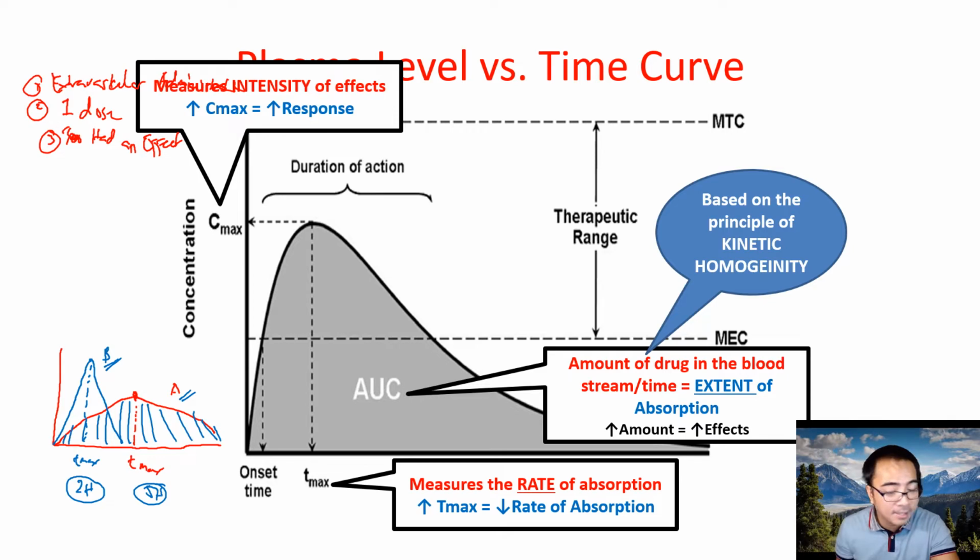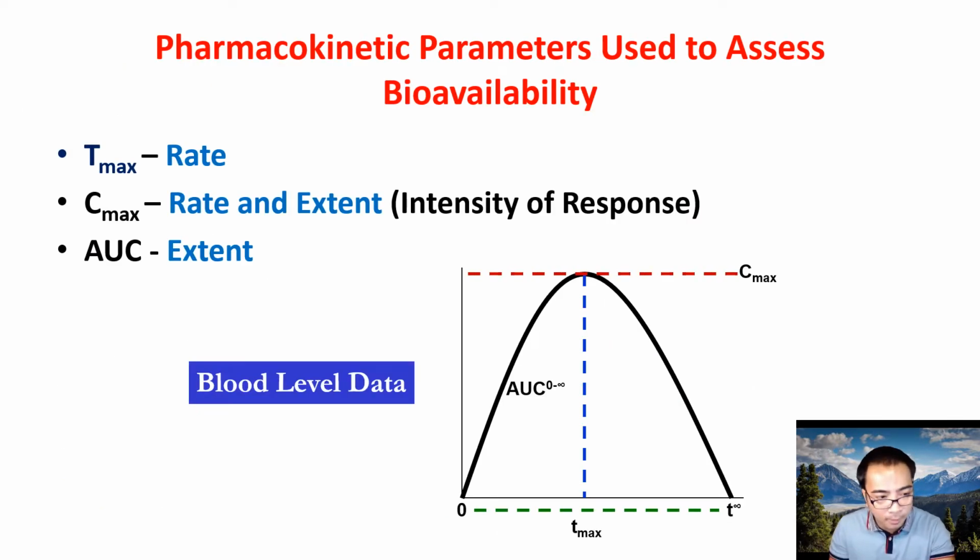Alright, so I hope that makes sense. Now, what are the different pharmacokinetic parameters used to assess bioavailability? So we have the Tmax, Cmax, and AUC. Oftentimes, guys, when we do BABE studies, bioavailability, bioequivalence studies, itong tatlong parameters lang madalas na hinihingi, or dine-determine ng mga researchers. So, Tmax measures the rate. Cmax measures both rate and extent, kasi wherever the Cmax is, that's where the Tmax will be. And then, of course, AUC is very dependent also on the presence of Cmax.